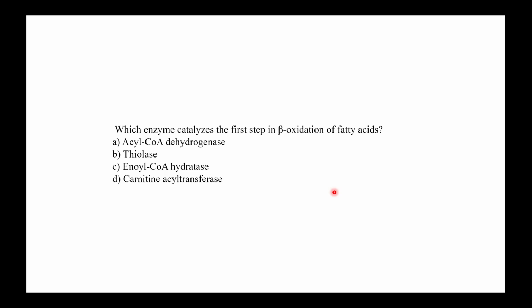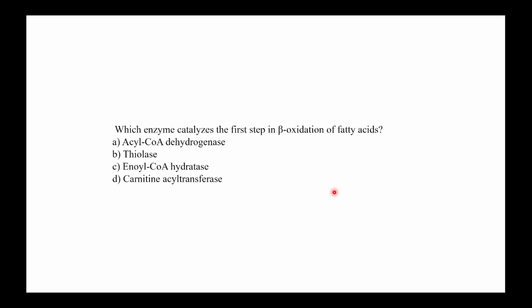So, which enzyme catalyzes the first step in beta oxidation of fatty acids? Option A, acyl coenzyme A dehydrogenase. Option B, thiolase. Option C, enoyl coenzyme A hydratase. And option D, carnitine acyl transferase. Which enzyme catalyzes the first step in beta oxidation of fatty acid?